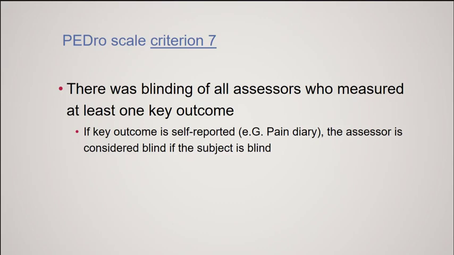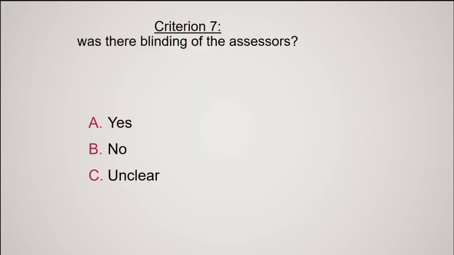The PEDro scale further stipulates that if the key outcome is self-reported, so for example with use of a pain diary, then the assessor can be considered blind if the subject is blind as well. If the assessor knows allocation, they may subconsciously record a better outcome or encourage patients more to achieve a better outcome if they believed that the new treatment was in fact better. So was there blinding of assessors? No. The assessors were not blinded.